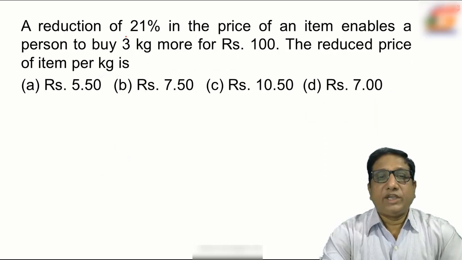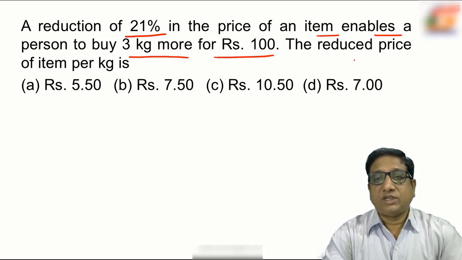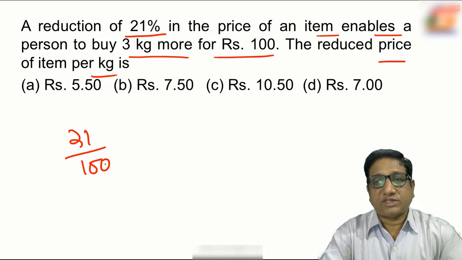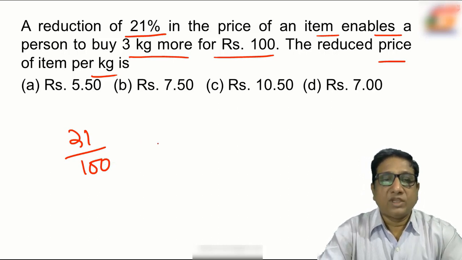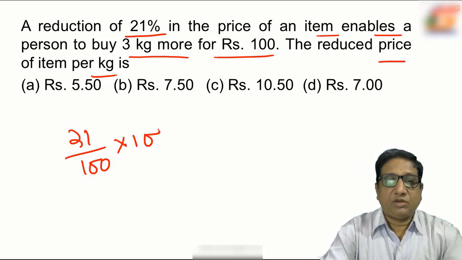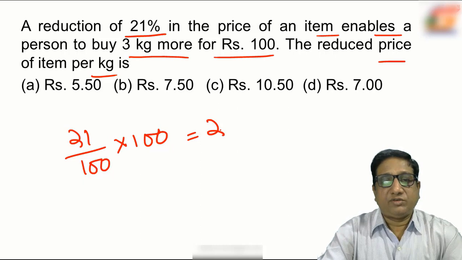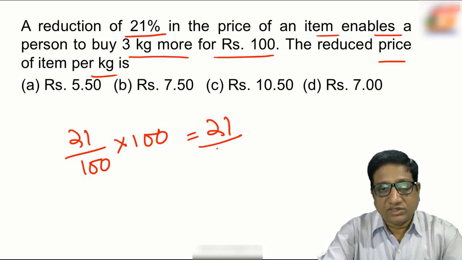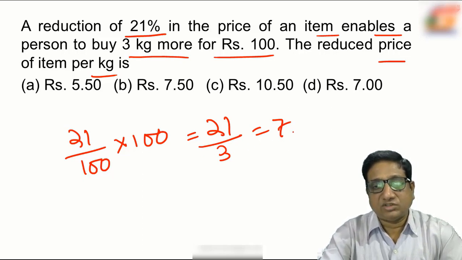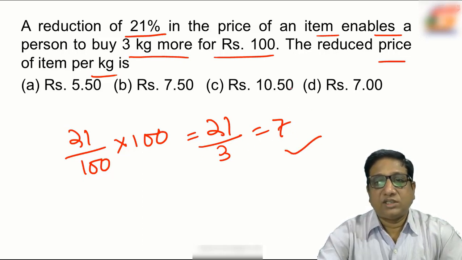Choice C. A reduction of 21% in the price of an item enables a person to buy 3 kg more for rupees 100. The reduced price of item per kg is. When there is 21% reduction, a person can save how much from 100 rupees? Can save 21 rupees, and for this 21 rupees he is getting 3 kg more. So per kg is 7 rupees, means this is after reduction. So this is the reduced price, that is choice D.